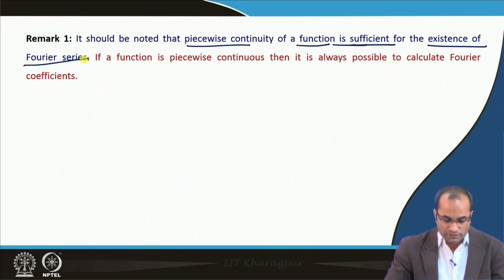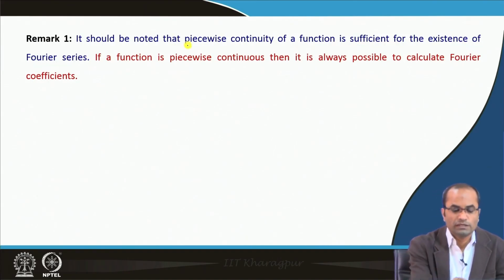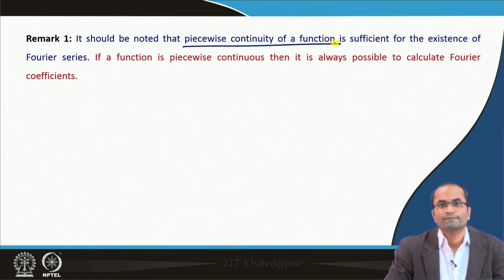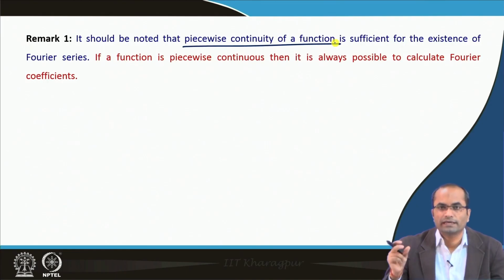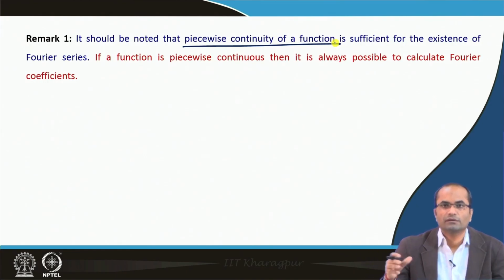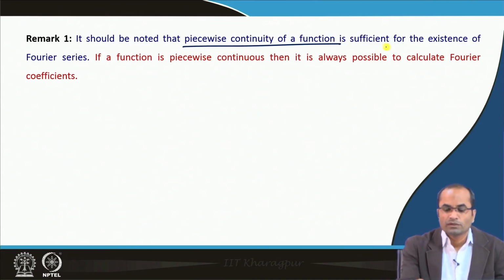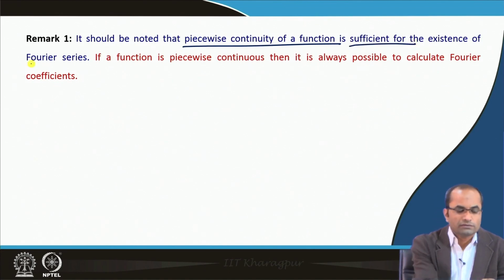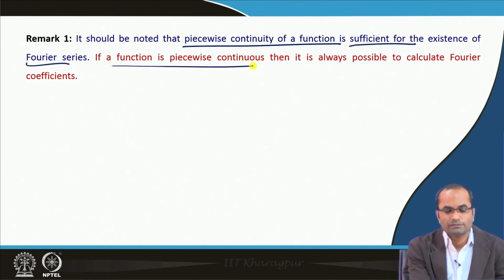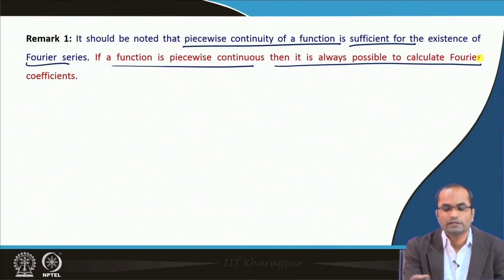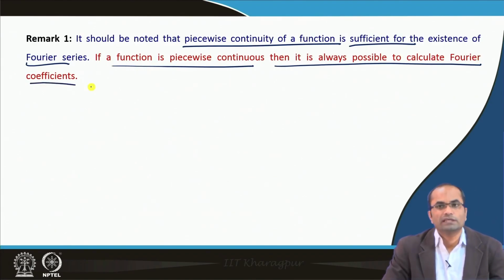So, for the existence of the Fourier series, what do we need? We need piecewise continuity of the function, because if the function is piecewise continuous, we can get a n and b n, because the function will be integrable. Piecewise continuous functions are integrable in that closed interval. So, that is sufficient for the existence of the Fourier series. If a function is piecewise continuous, then it is always possible to calculate Fourier coefficients. That is very clear.